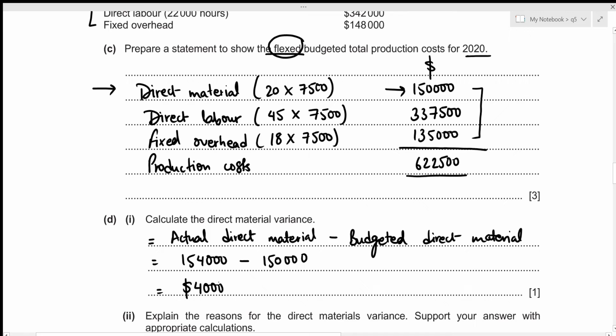Okay, now we need to figure out whether it is an adverse variance or a favorable variance. So the first thing to remember is that direct material is a cost, right? And we require our cost to be less. But we can see that our budgeted direct material was 150,000, but actual direct material was 154,000, which is greater. So this is definitely not the condition that we require, which means that this results in an adverse variance. So this is an adverse case.